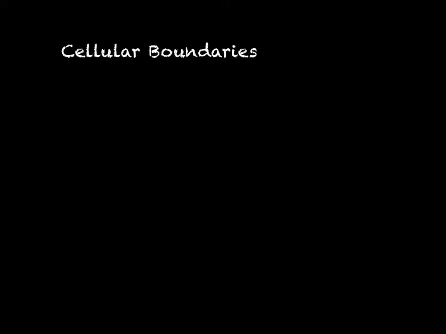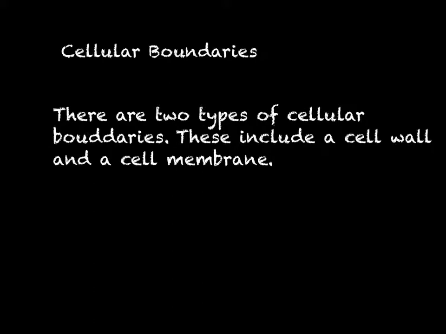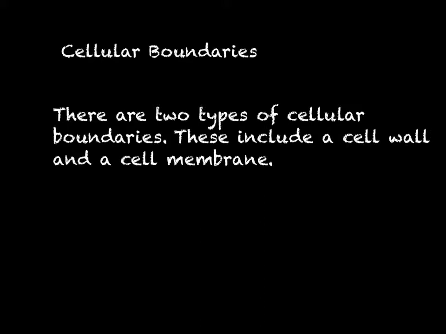As you know, there are 5 organelles with a specific function and structure for a cell. Today we're going to talk about cellular boundaries. Now, there are 2 types of cellular boundaries. These include a cell wall and a cell membrane.